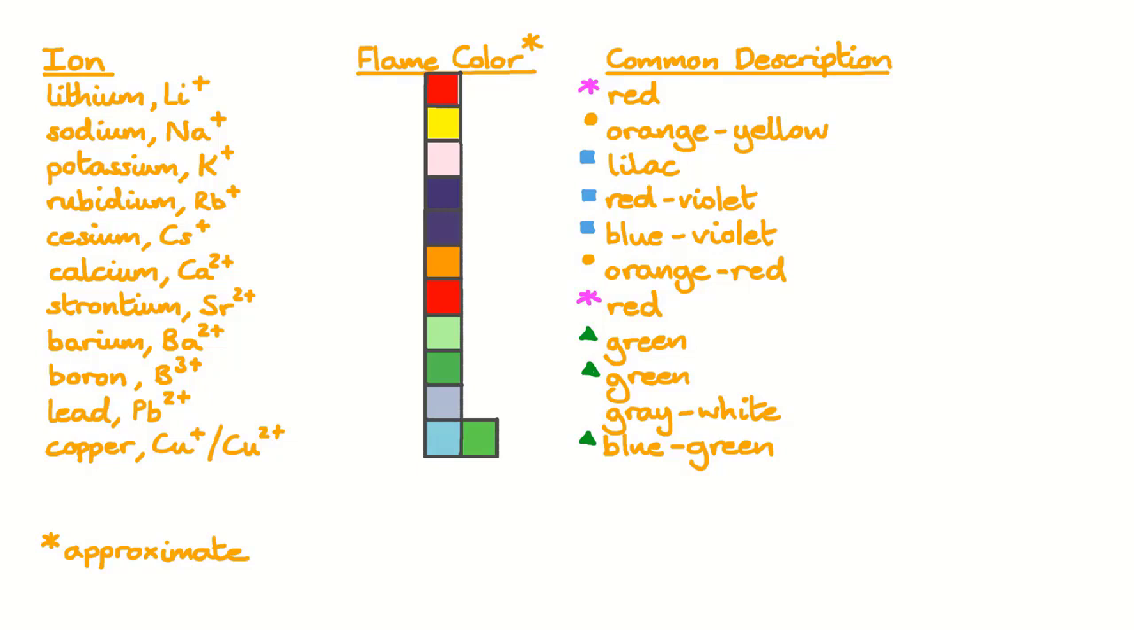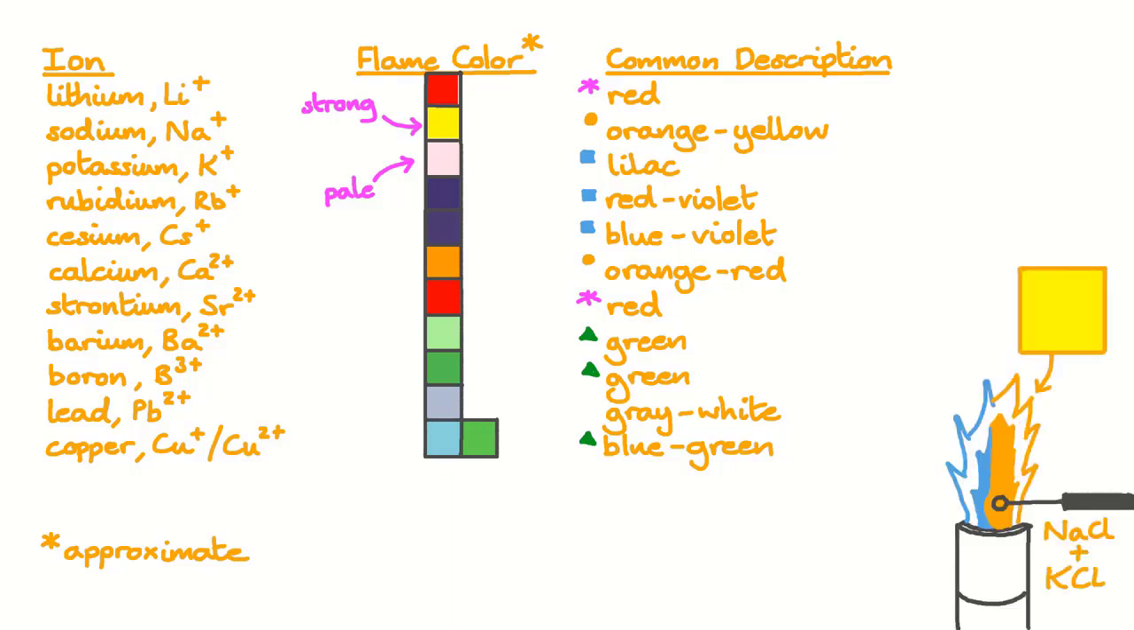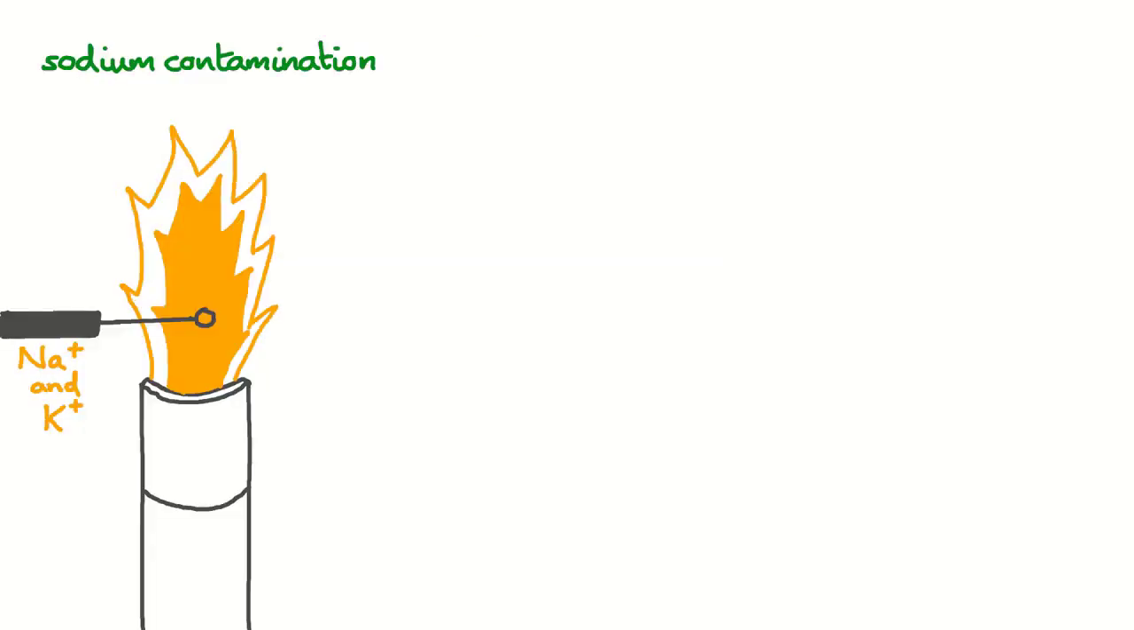Telling these apart can be difficult, so other chemical tests might be needed, or a diffraction grating or spectrometer can be used to analyse the light in more detail. Some ions tend to produce more light than others. Potassium ions, for instance, produce a pale flame, while sodium ions produce a much stronger colour. If a sample is contaminated, the colour from one ion may overpower that from another, so it is best to do flame tests with very pure substances.